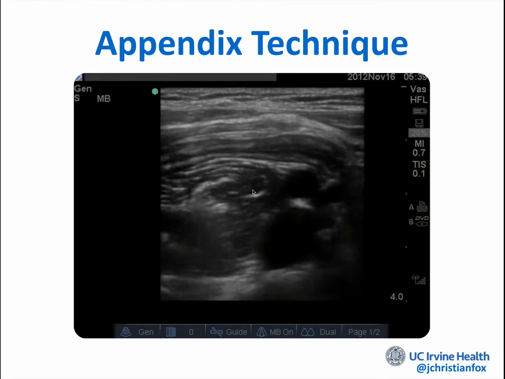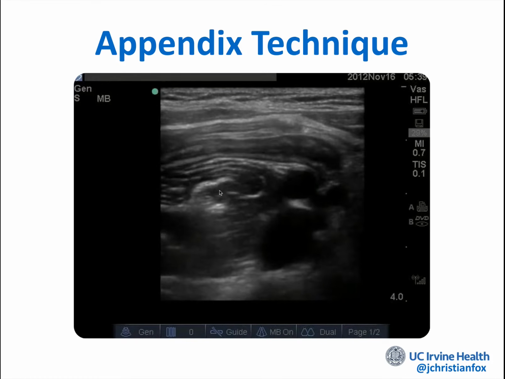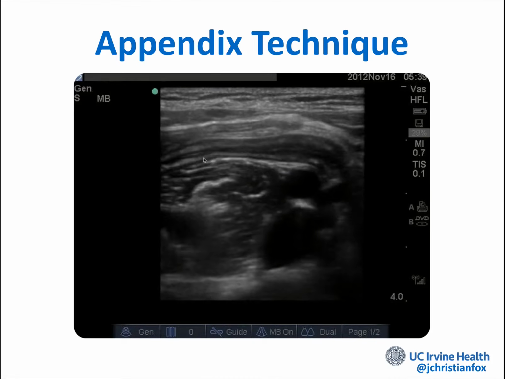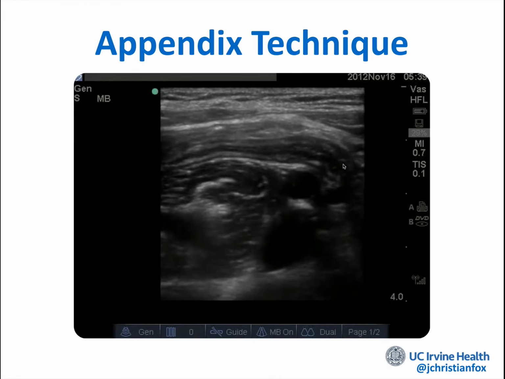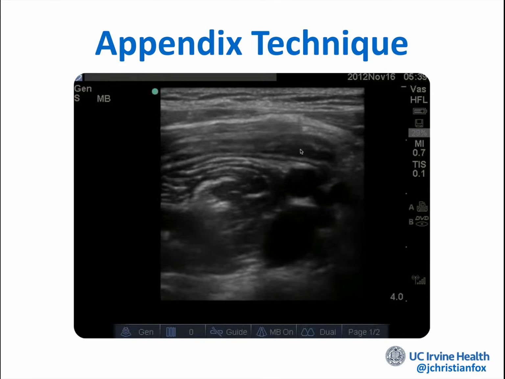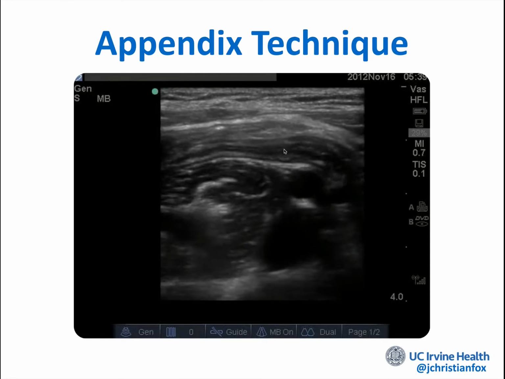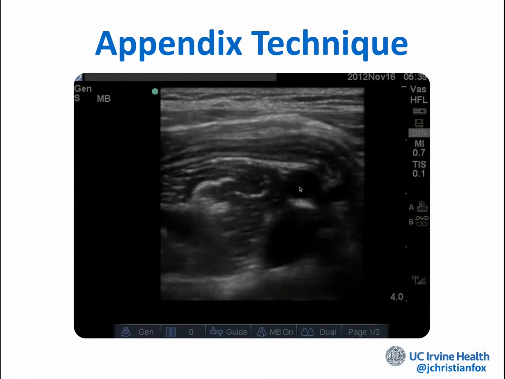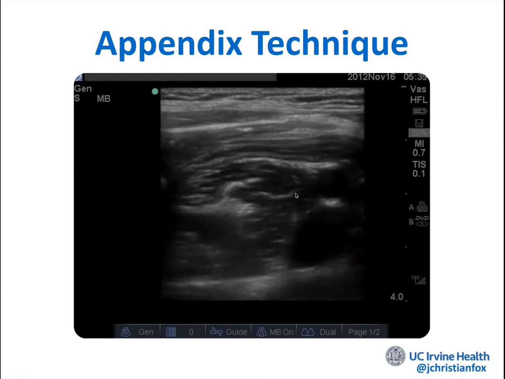Another example here, this is your psoas muscle down here, and we can see the appendix coming right across. I don't know if you can see, here you go, right across there. Normal appearing caliber, just off the bat looks like it's pretty compressible here, and I would obviously stop and drop calipers and measure that distance to make sure. Iliac vessels are seen down here.